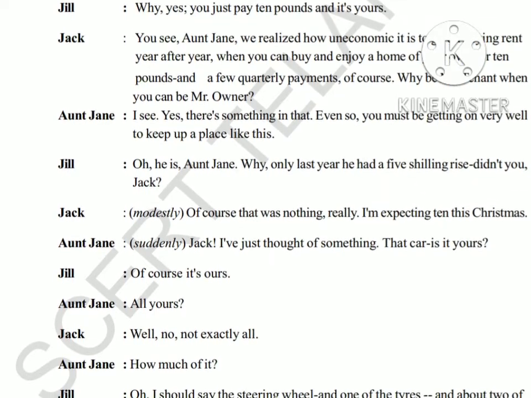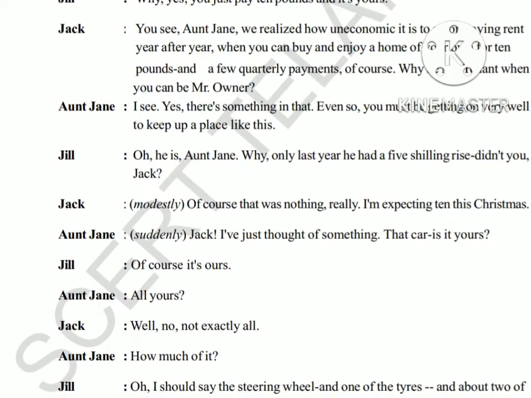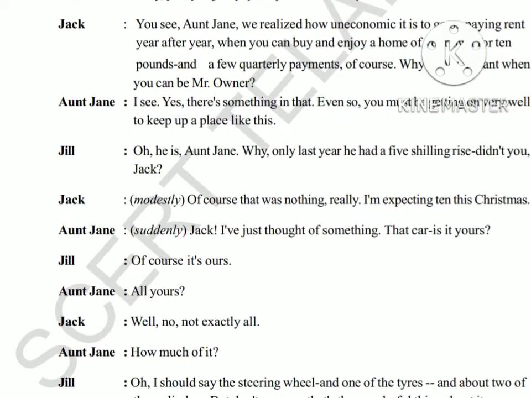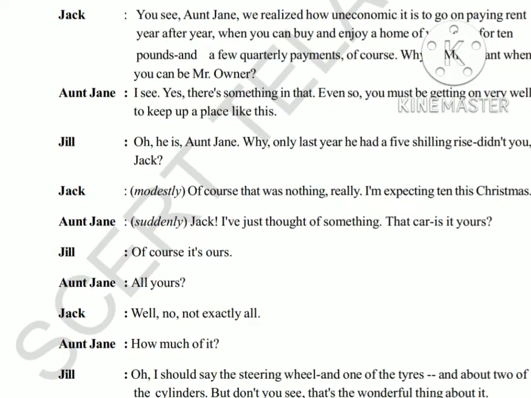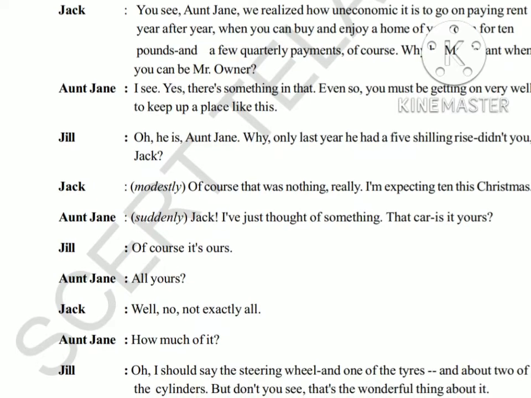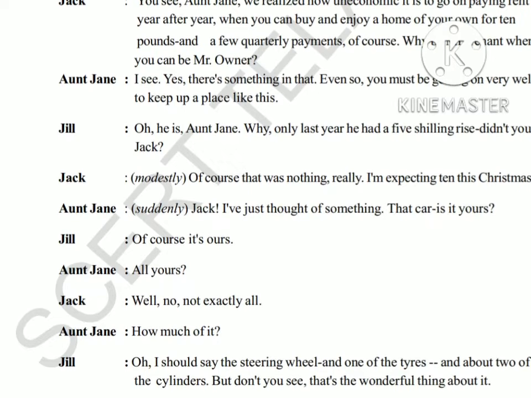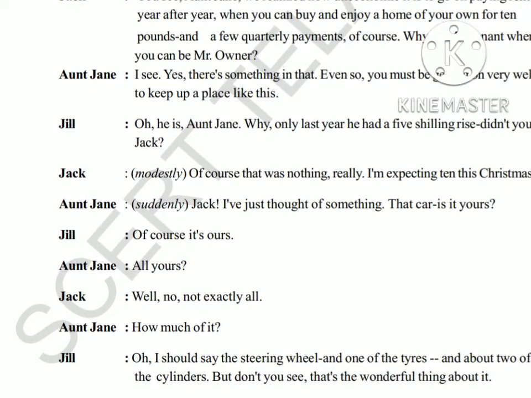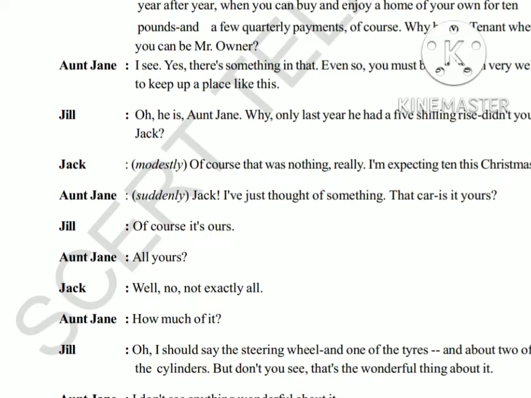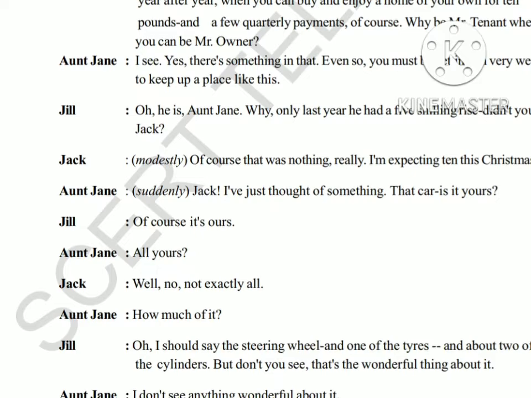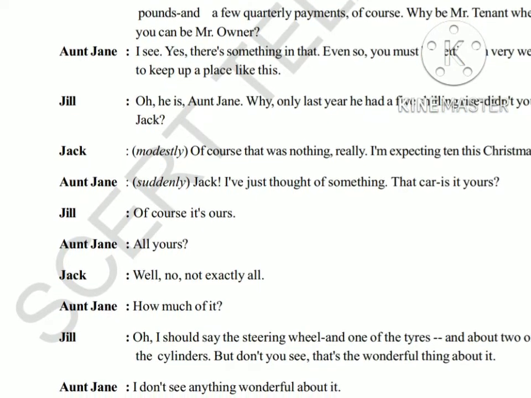Aunt Jane: "That car, is it yours?" Jill: "Of course it's ours." Aunt Jane: "All yours?" Jack: "Well, no, not exactly all." Aunt Jane: "How much of it?" Jill: "Oh, I should say the steering wheel and one of the tires and about two of the cylinders. But don't you see, that's the wonderful thing about it." Aunt Jane: "I don't see anything wonderful about it."